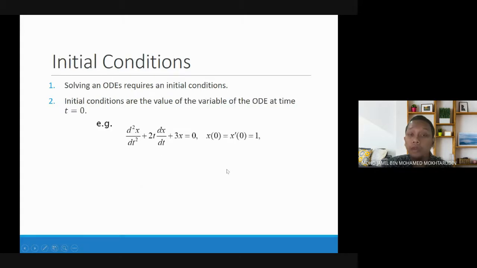To solve an ODE, you need to have initial conditions. Usually you will be given initial conditions to solve an ODE. If you are not given initial conditions, you cannot solve the ODE. The initial conditions are the value of the variable, for example x, at time 0. So at time 0, what is the value of x? Here, the value of x at time 0 is given as 1, and the derivative of x at time 0 equals 1. This is an example of initial conditions.